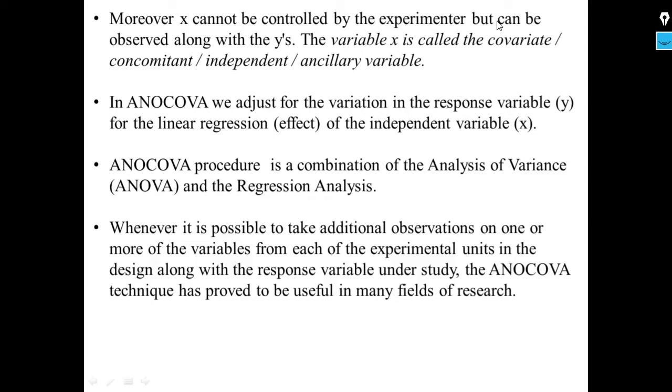This variable x is our covariate. It is also called a concomitant variable, independent variable or ancillary variable. So x is a variable which is linearly related to the response variable y, and it cannot be controlled by the experimenter, but its observations can be recorded corresponding to the values of y.